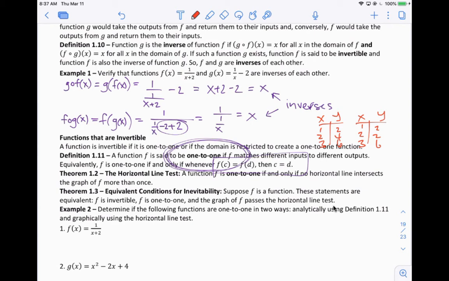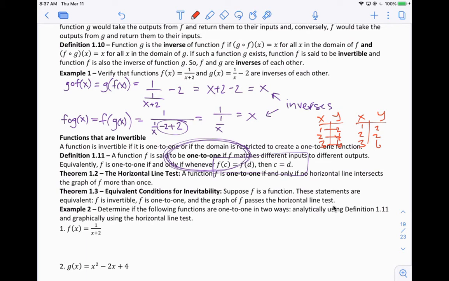1 is the only answer that gives us 2. 2 is the only x that gives us 4. 3 is the only x that gives us 6. But the other one is not a one-to-one function. 1 gives us 2, but 2 also gives us 2. So we have 2 different x's giving us the same y. That's not one-to-one. Now the name is quite literal: 1x to 1y.